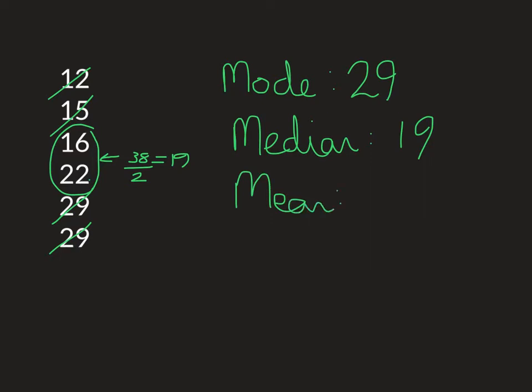So we can work out the mean. So we're going to add them all together. If I add them all together, you should find they add up to 123. And 123, how many values are there? There are 6. 123 divided by 6 is 20.5. So that is the mean. And finally, so those are our averages, remember.